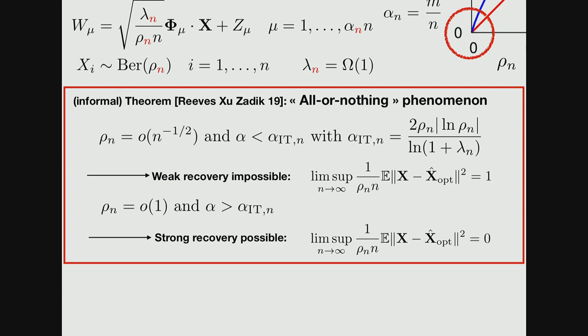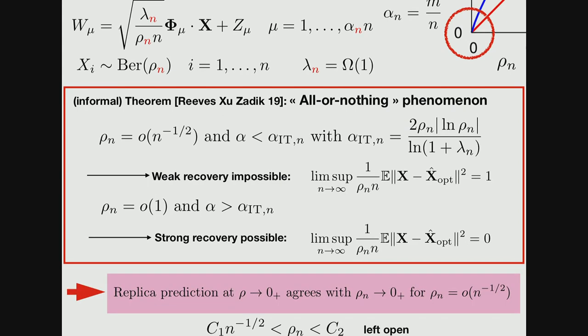So weak recovery means that you can do something better than a random guess. You can at least reconstruct a tiny bit of the signal. In this case, even that is impossible, so the minimum mean square error will always be one. Okay, you have no way to say anything meaningful. The converse bound is that when the sparsity is just small, it goes to zero, but at any rate, and you are above this transition, then strong recovery is possible, which means that you can perfectly reconstruct the signal.